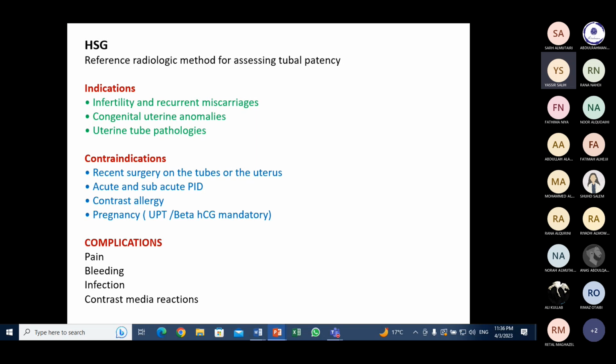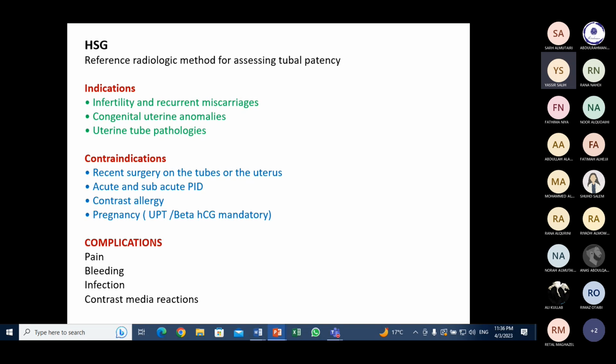And also in cases of recurrent miscarriages or congenital uterine anomalies, as we will explain, and there are many congenital anomalies and many uterine tube adhesions. Also, for a patient who had a ligation, we assess the tubes to see whether the ligation is proper or not.